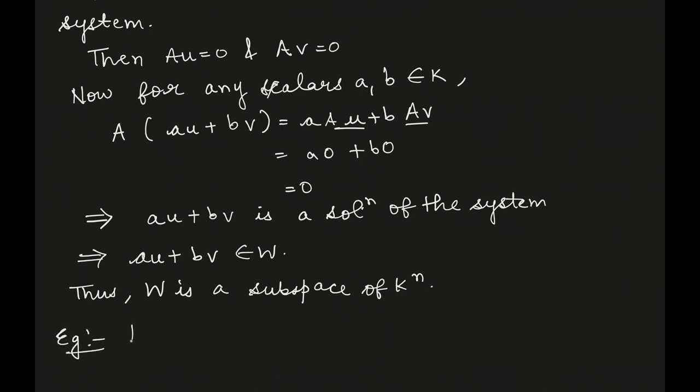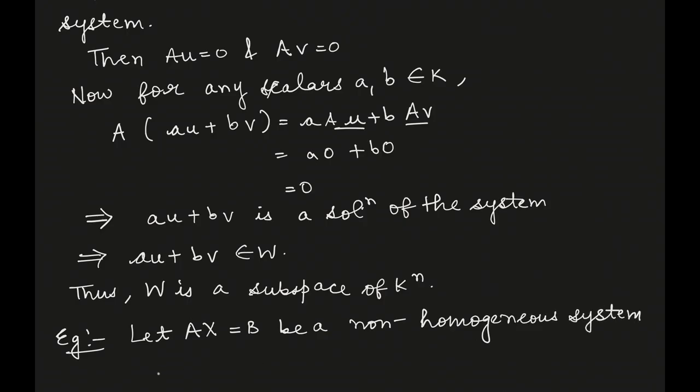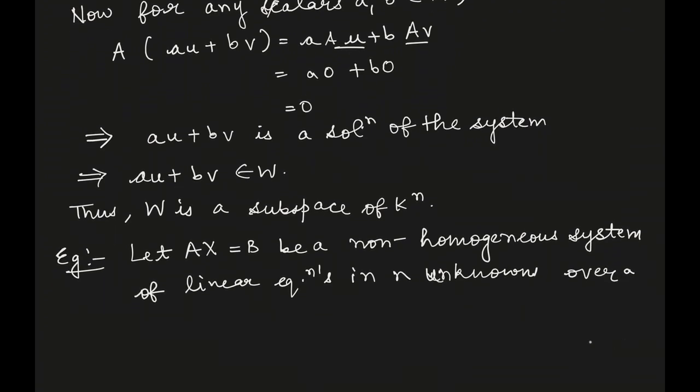Next example. Let Ax equal to B be a non-homogeneous system of linear equations in n unknowns over a field K. Then tell me whether the solution set of the system will be a subspace or not.